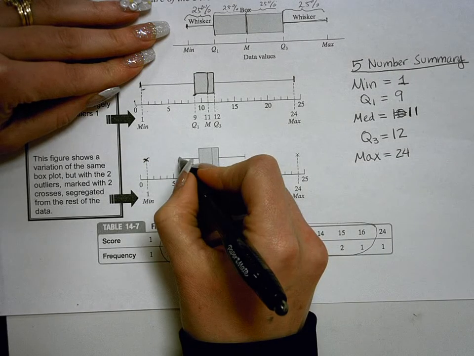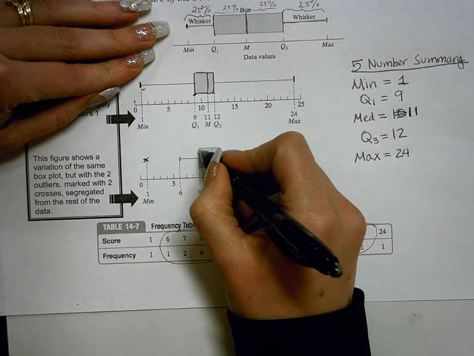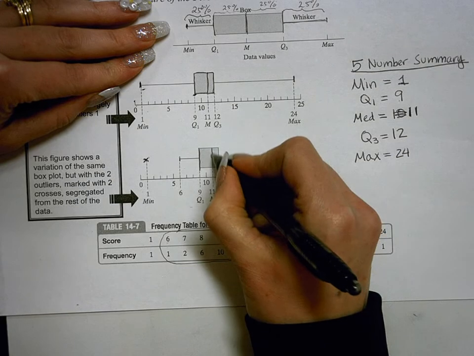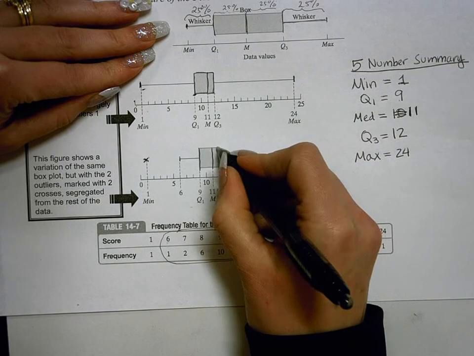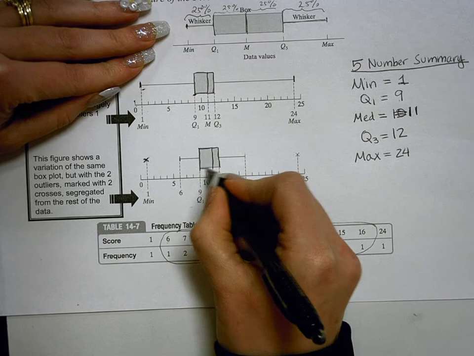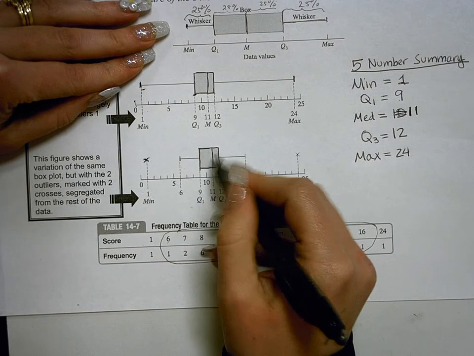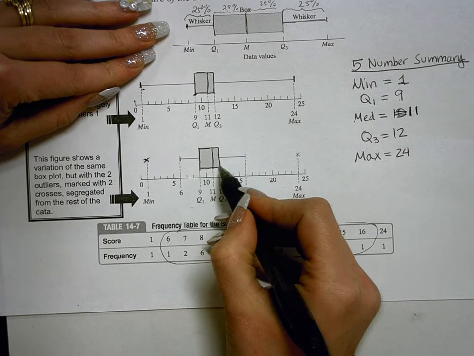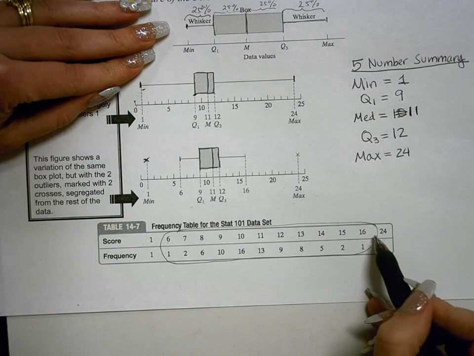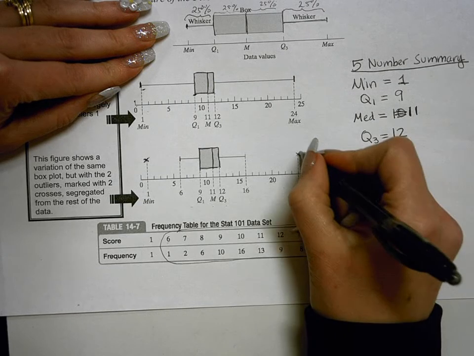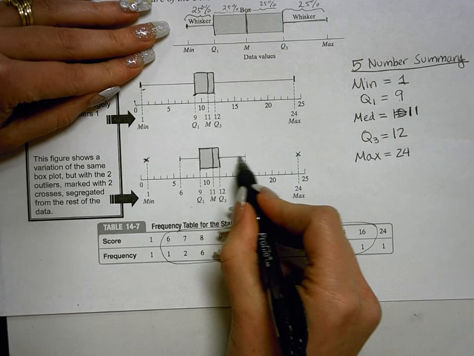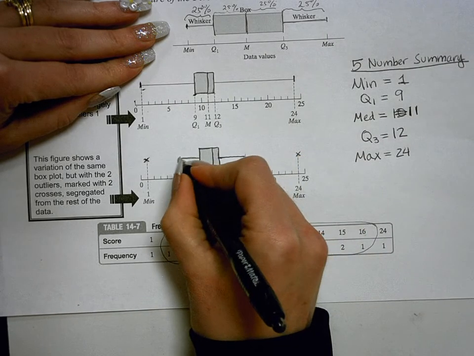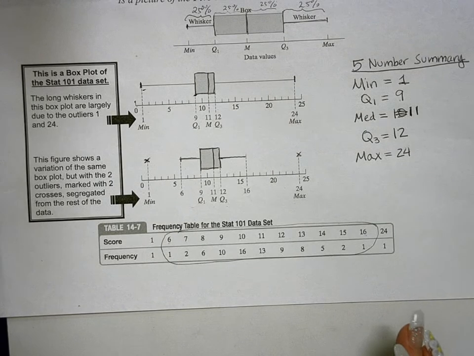Then it goes from 6 to quartile 1, which was 9. The median is still 11. Quartile 3 is still 12. So we have our middle 50% of the data points here. Nothing's changed. But then after quartile 3, which is 12, we make an X for our max, and we just make the line to the last data point, which was a score of 16. Now this is a much more accurate representation of the data set.